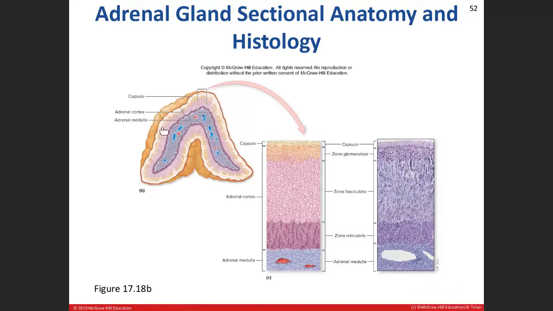And then just internal to that, we have the cortex. That's this outer layer here. And the cortex has these three layers inside: the zona glomerulosa, the zona fasciculata, and then the zona reticularis. And then the innermost layer, that's the medulla. And the medulla is where your epinephrine and norepinephrine are made.